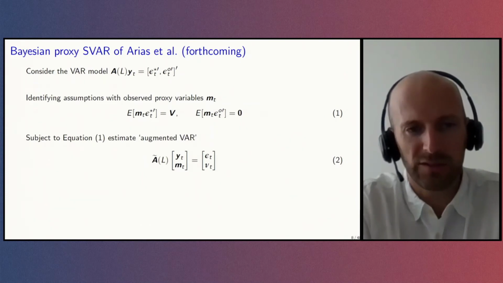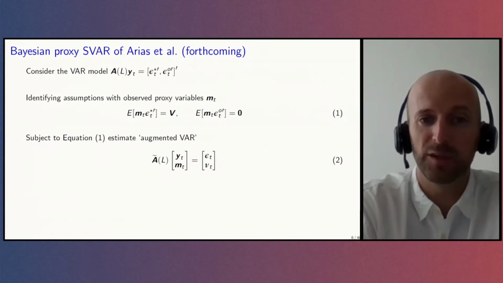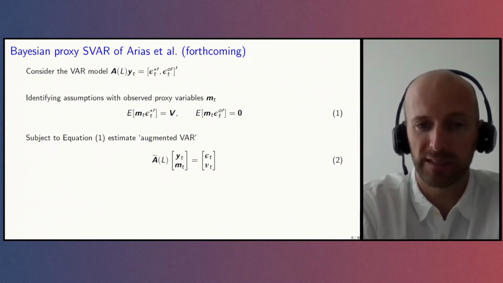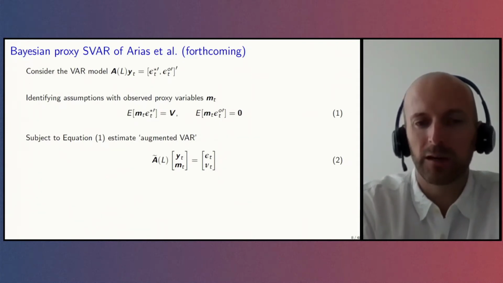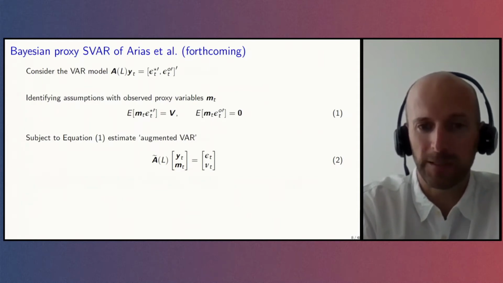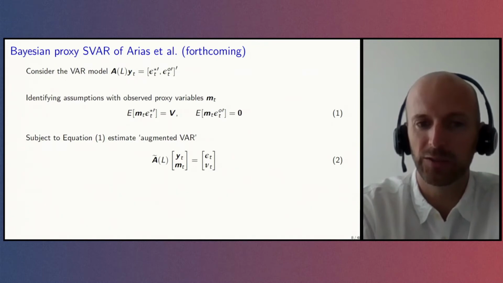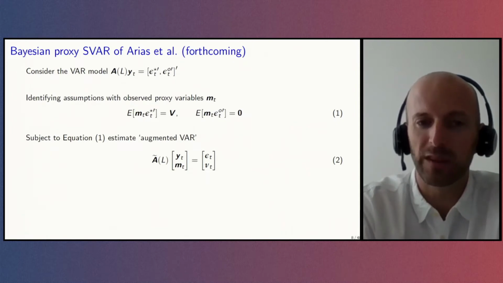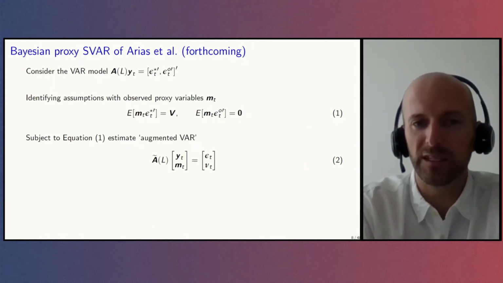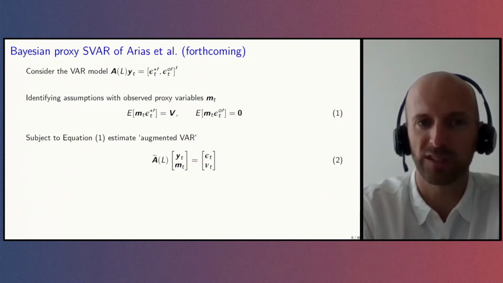Arias and co-authors suggest to just augment this standard VAR model by equations for these observed proxy variables. So we're going to work with this extended system. Just by looking at equation 2, there are a couple of things that already appear fairly flexible and quite general. The first thing is that these observed proxy variables MT are allowed to be serially correlated. Previous literature using the traditional frequentist external instruments VAR has always squabbled with what it means if these external instruments are serially correlated. This is explicitly allowed for in the Bayesian proxy structural VAR framework.